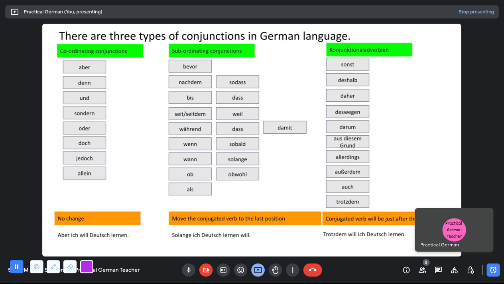Deshalb means for that or because of that. You can use Leo. Leo will give you many meanings. You should always think of deshalb, daher, deswegen, darum as because. What is important is that you learn to use them. So just try to say different things and then you will learn.